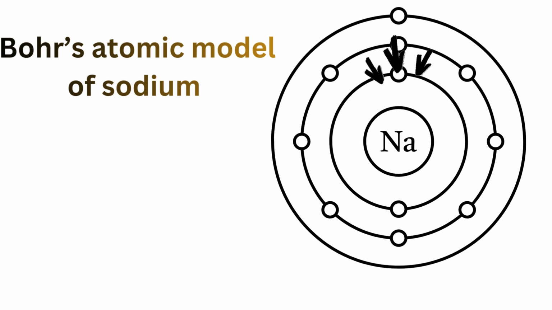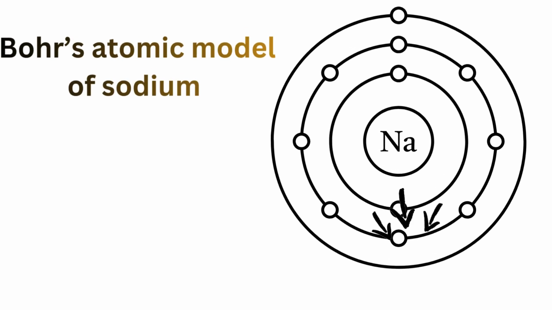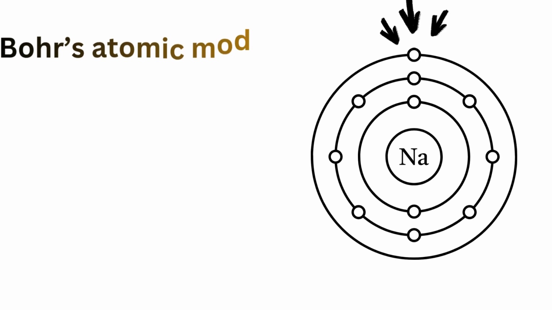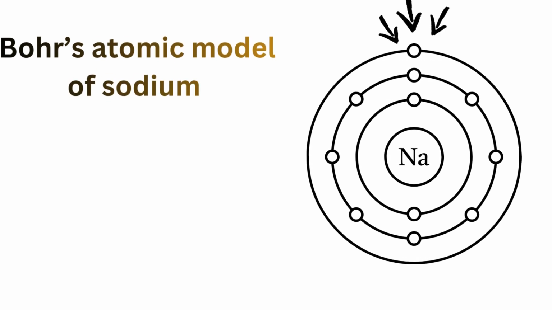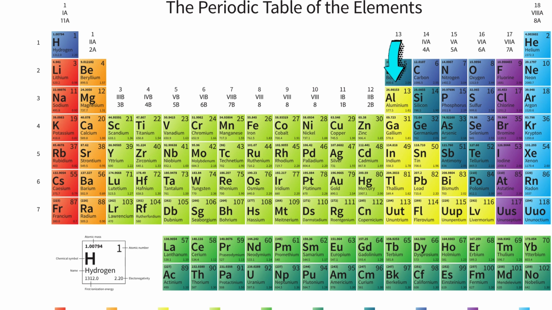Using the formula we mentioned earlier, we know that the second shell, L shell, can hold 8 electrons, so we put 8 electrons in it. This leaves us with 1 electron left for the third shell, also known as the M shell. This means that sodium has 1 electron in its outer shell, as shown in the diagram. Let's move on to the following example.